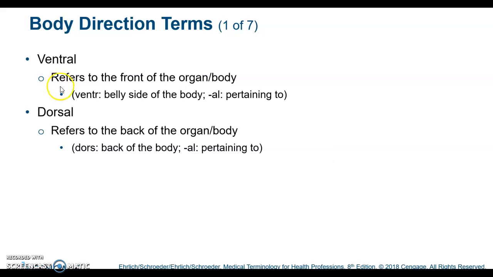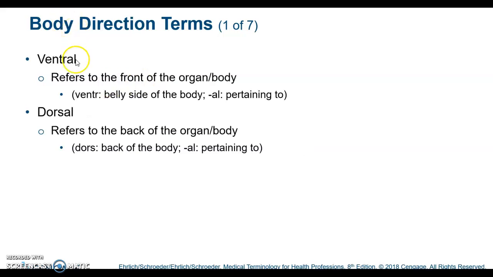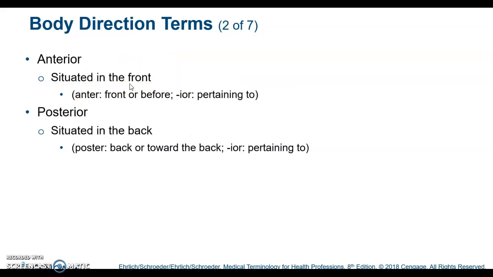Okay, so it says ventral refers to the front of the organ or body. And then I'm going to flip over to anterior, and it says situated in the front. So something can be anterior. Let's say your knee, your kneecap, for example. Anterior would be something that's situated in front of your knee, and ventral would be the front of the knee itself. So you could see these little plays on words. You want to make sure that you understand these subtle distinctions because they are very important in our medical terminology course.